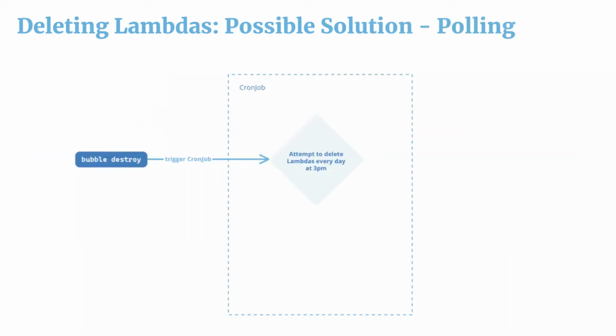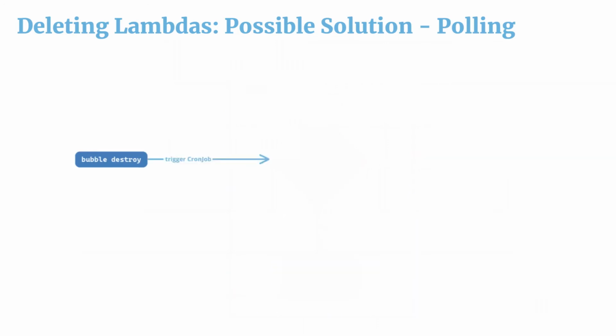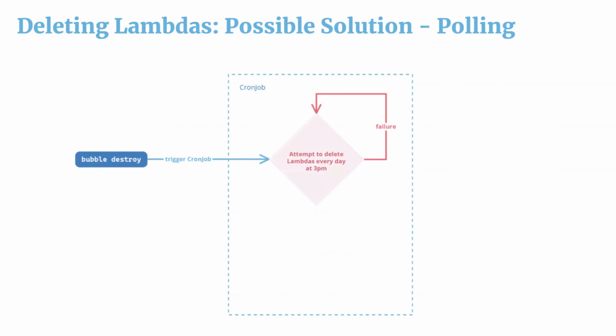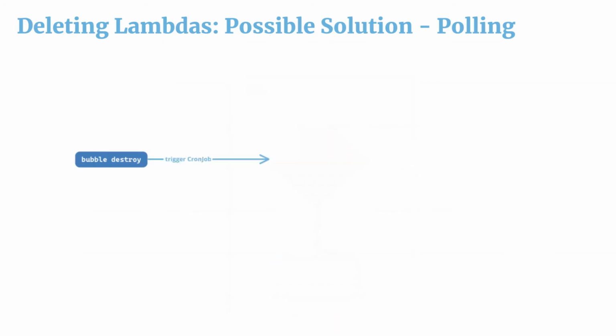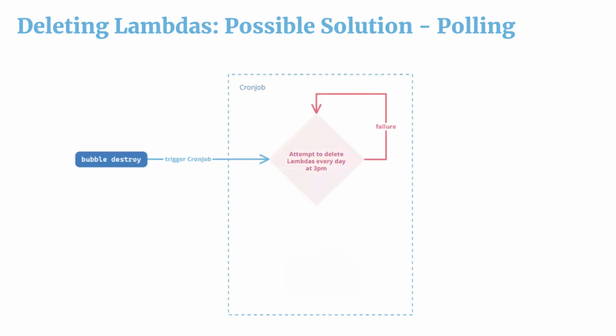One solution we considered was polling, repeatedly trying to delete the Lambdas and checking whether or not the attempt was successful. This would involve setting up a process often referred to as a cron job, which enables developers to automatically and repeatedly execute scripts at specified times. With this approach, whenever the user executes the Bubble destroy command, Bubble would set up a cron job which would try deleting Lambdas periodically in the background until none remain.